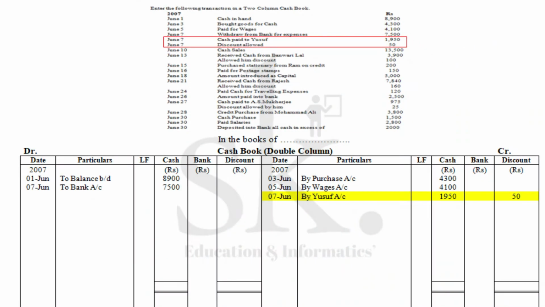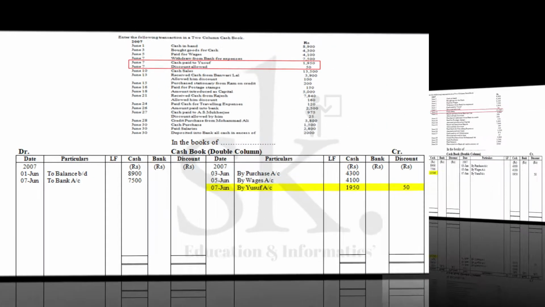7th of June, cash paid to Yusuf 1,950, and thereafter discount allowed is 50 rupees. So cash has been paid to Yusuf. Journal entry will be Yusuf account debit with a total amount of 2,000 to cash account 1,950 to discount account 50 rupees. Therefore, in the cash book on the credit side, on 7th of June, by Yusuf account, in the cash column 1,950 and in the discount column 50.